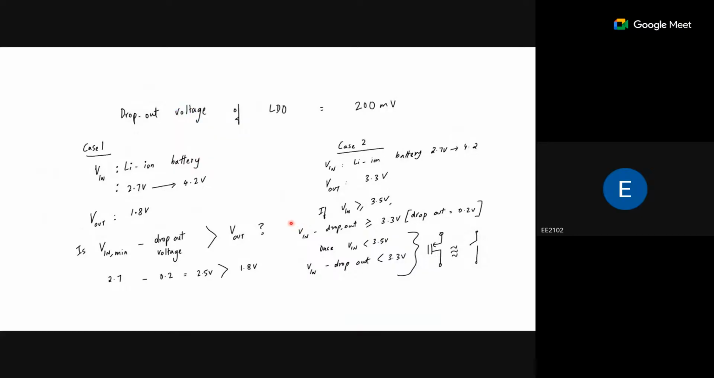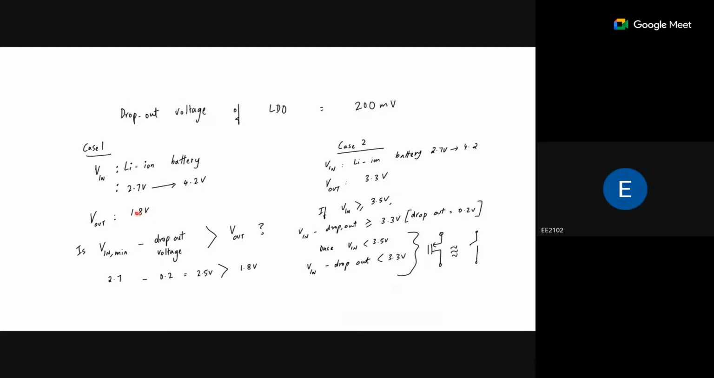Coming to dropout voltage, this is a little bit important. You can focus on this slide. If the dropout voltage of the linear LDO is given as 200 millivolt, and you have a lithium battery whose input voltage range is 2.7 volt to 4.2 volt, and you are expected to get 1.8 volt as the required output voltage, in which case can you get this 1.8 volt?